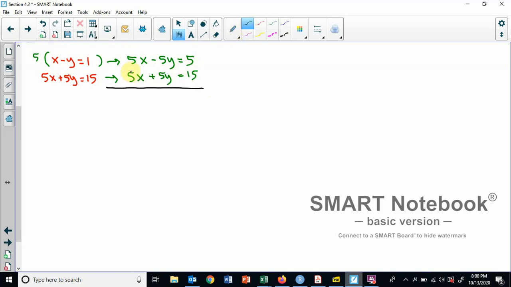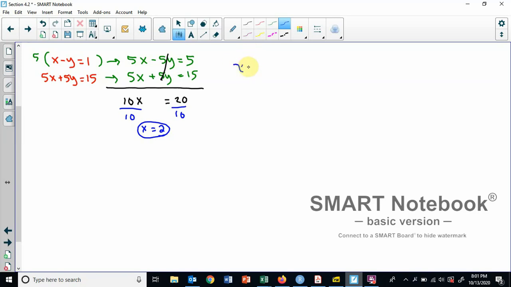Okay, and if I add them together, 5x plus 5x is 10x. Negative 5y and positive 5y eliminates, and 5 plus 15 is 20. And so now I can very easily solve for x. Divide both sides by 10, and x will equal 2. So let's circle it. So once again, now it's time for our finishing move. So we can go back into one of the originals, plug in this x value that we found, and find y. I'm going to take the top one.